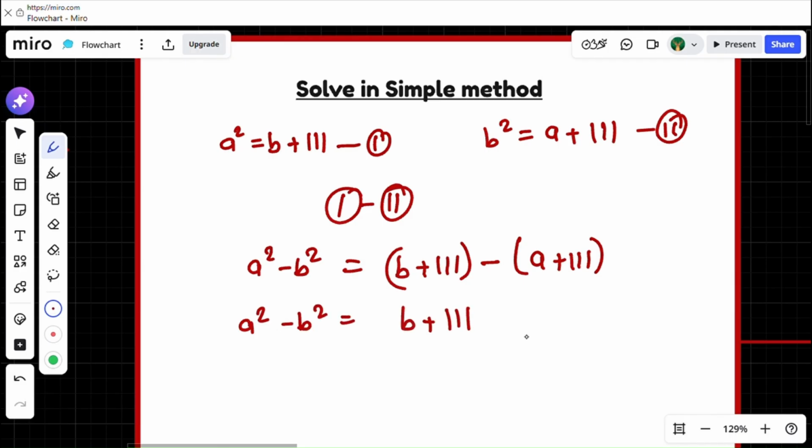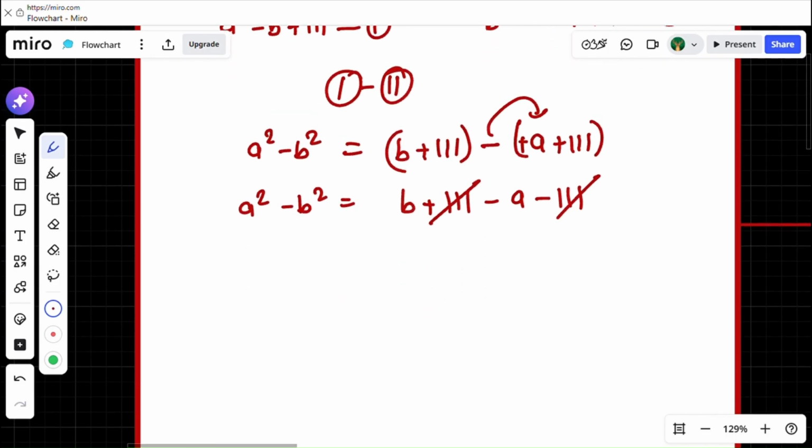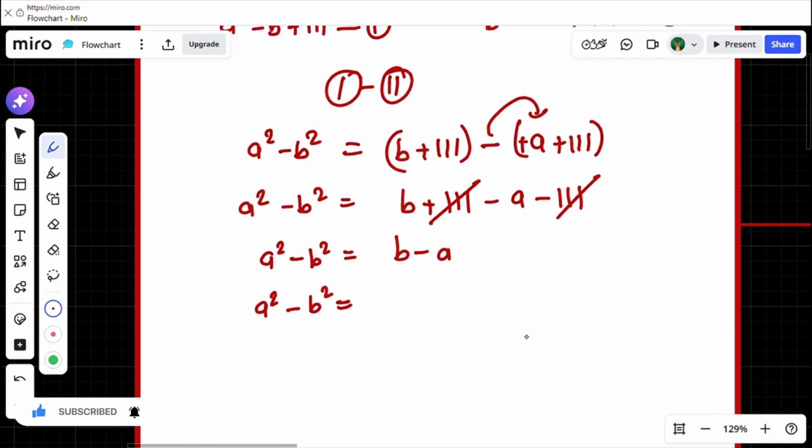So minus going to this side, plus a and minus a is equal to minus a, and minus a plus 111 is equal to minus 111. So 111 minus 111 is cancelled. So we have a square minus b square is equal to b minus a. We can also take the minus common, minus a minus b.